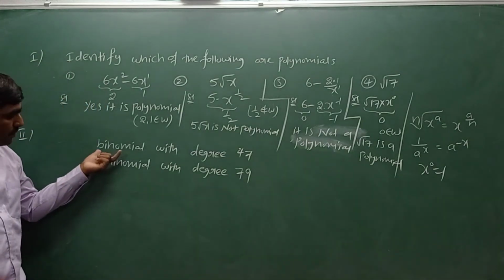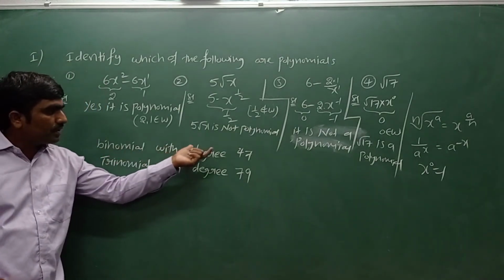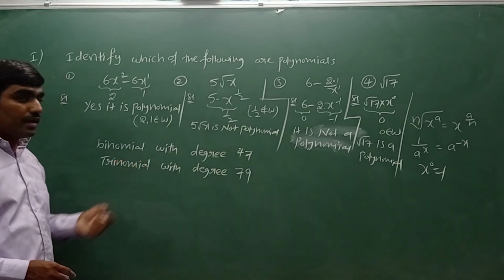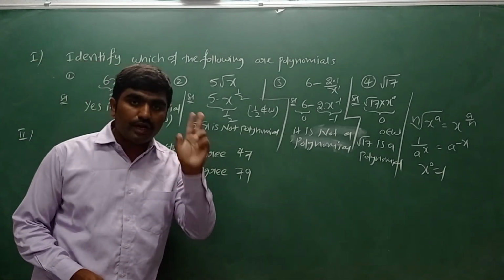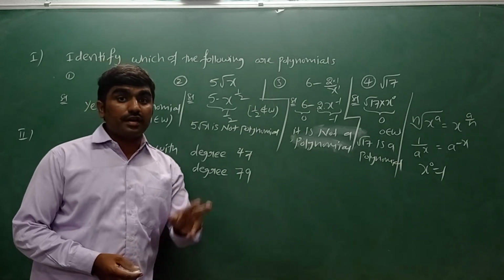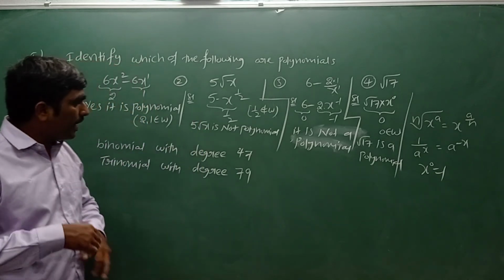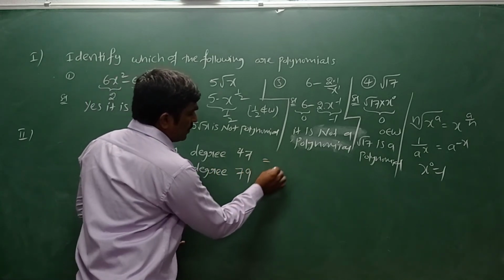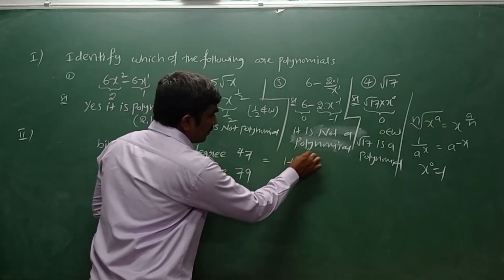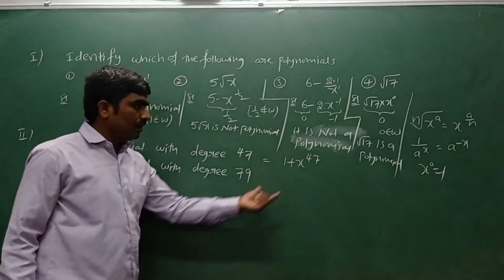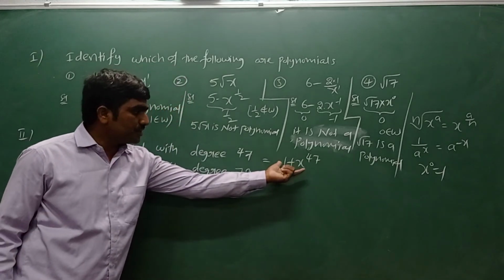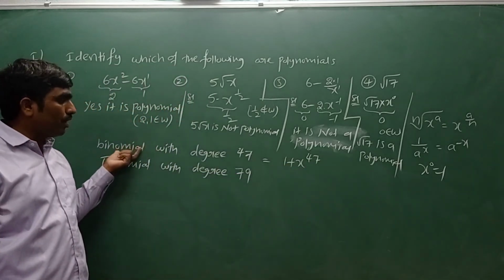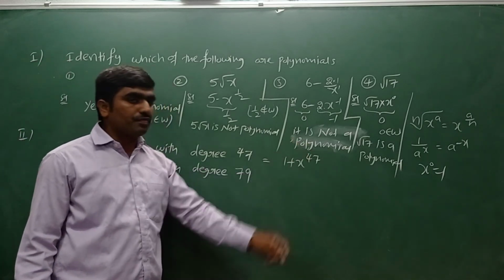Here we can see a few examples. Binomial with degree 47. What is a binomial? It contains only two unlike terms. Can I write a binomial with degree 47? Yes, we can. Let me take 1 plus x to the power of 47. A polynomial which contains only two terms is called a binomial, and this has degree 47.